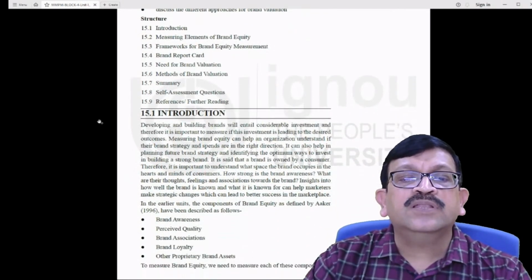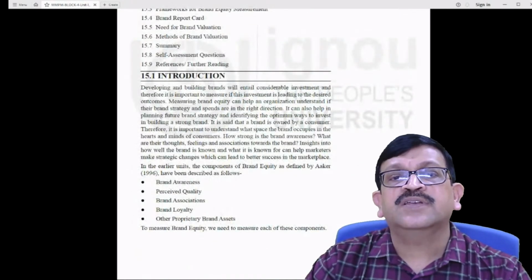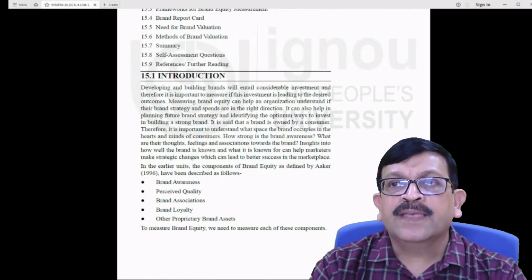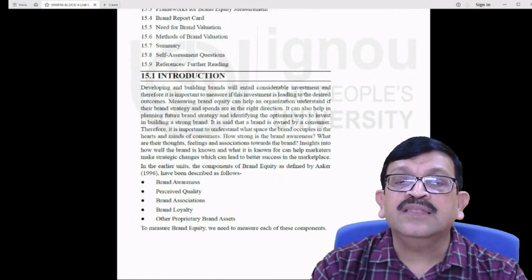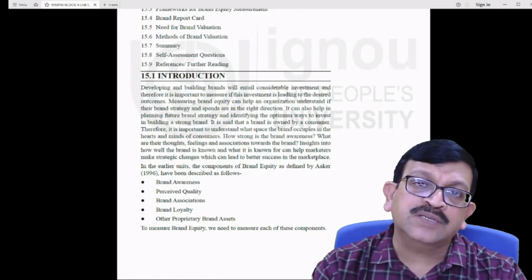Let's look at what the thrust areas are. When we look into brand equity, we always say that one of the key factors in brand equity is that the brand resides in the hearts and souls of its consumers, because they are the biggest beneficiaries.